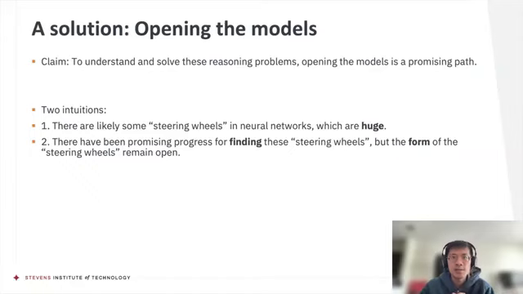We hypothesize that the solution towards improving those reasoning problems of the models exists inside the models themselves. There are two intuitions that support this claim. First, the models are huge. There are a lot of parameters, which means that among those parameters, it is likely that there exist some steering wheels. And second, recently there has been some promising progress for finding those steering wheels, but the actual form of those steering wheels remains open.